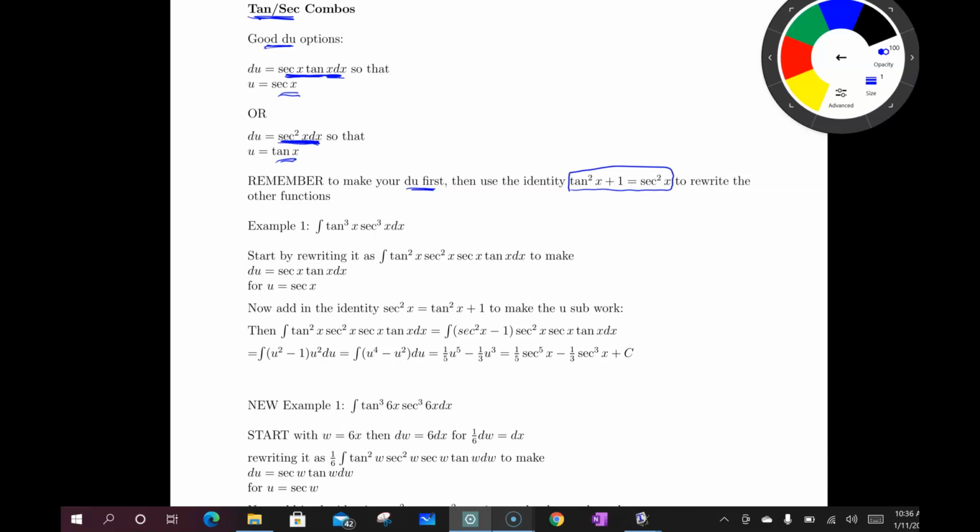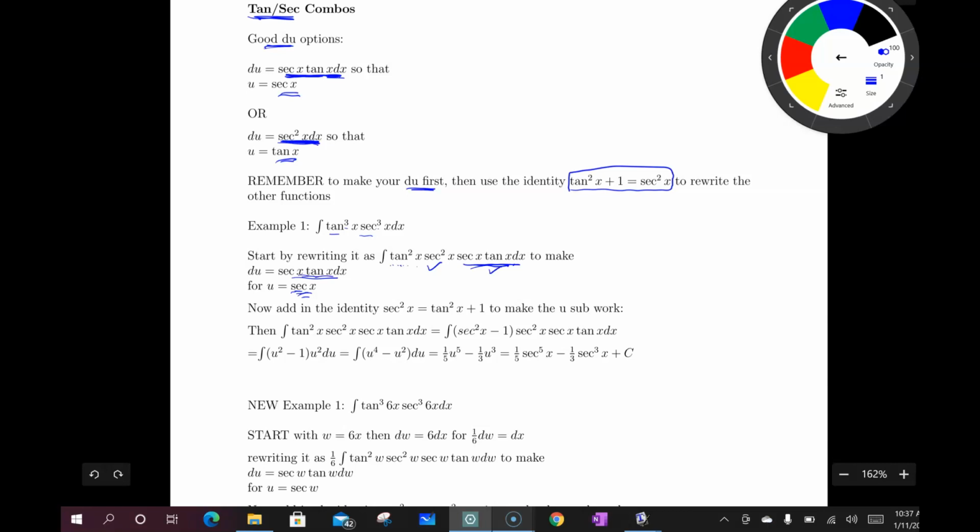So here we go. Looking at tangent cubed, secant cubed, I'd like to leave even powers, so I'm going to peel off one tangent and one secant. There it is. That will be my good du. Working backwards, my u is secant. Now I'm looking to see what works. So u is secant, that's taken care of. Secant tangent du, that's taken care of.